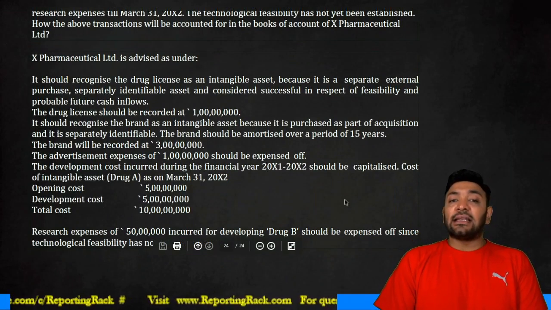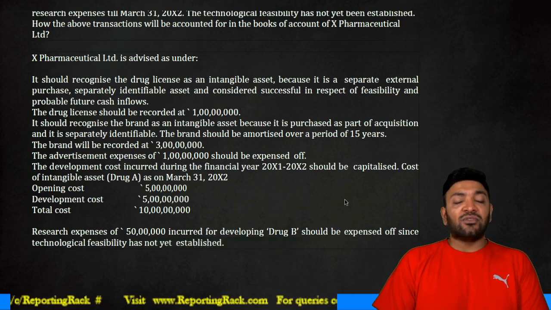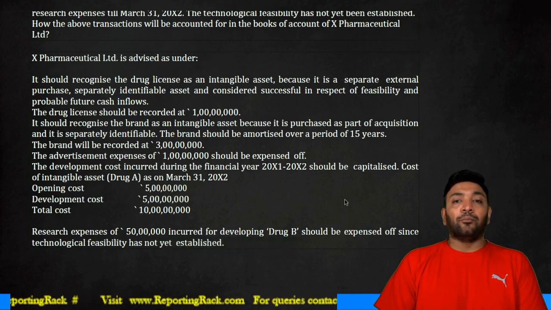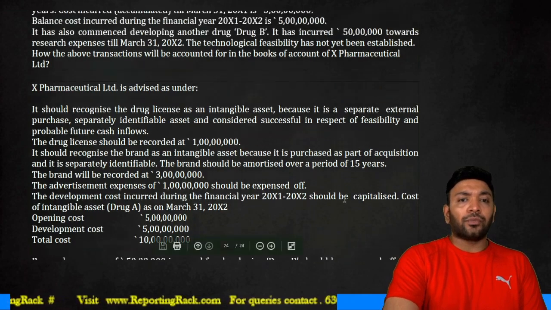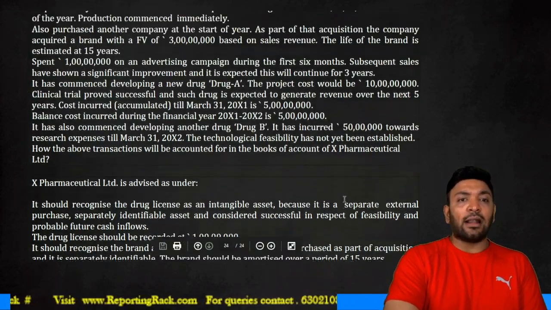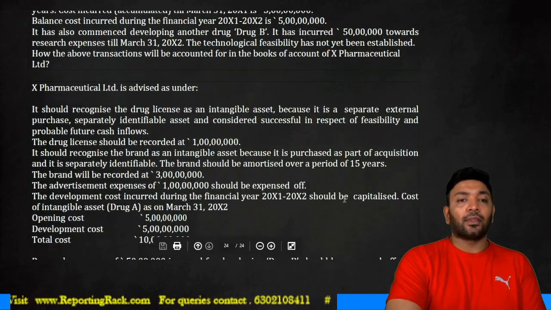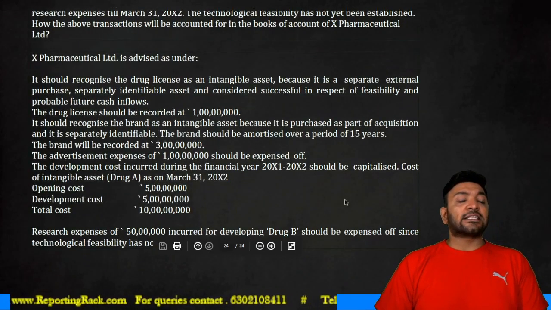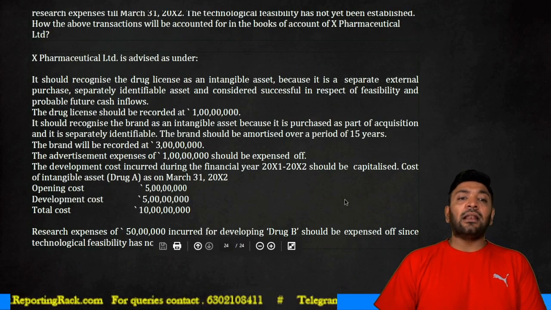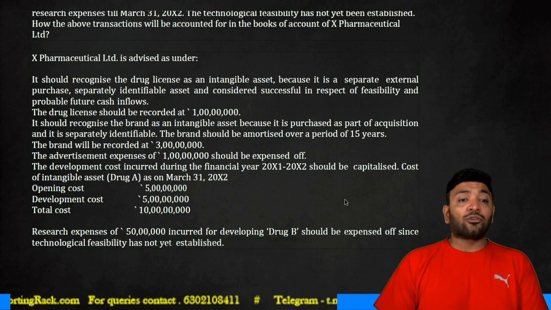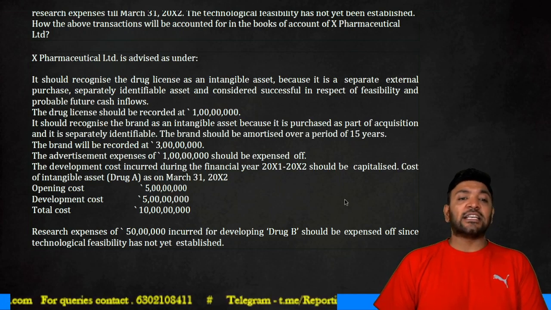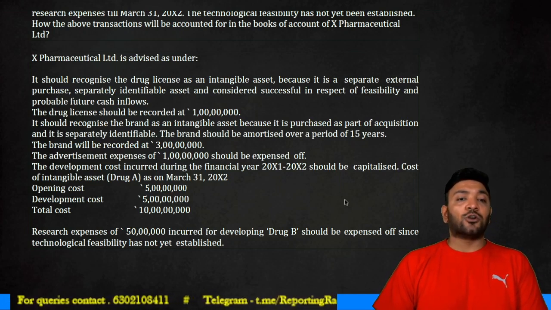It would recognize the drug license as a separate intangible asset which you have acquired for 1 crore. First one, drug license acquired for specialized drug. Yes, 1 crore, 4 years. Because it is an external purchase and separately identifiable, the drug shall be recorded at 1 crore drug license cost, should be recognized in P&L over 4 years, depreciation being charged of 25 lakh rupees every year.